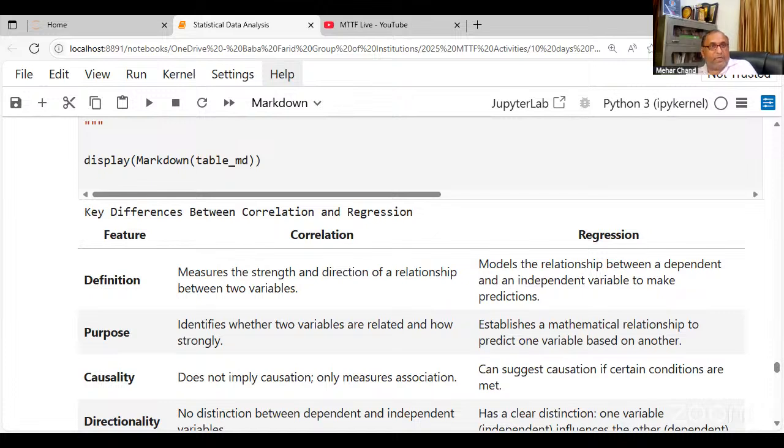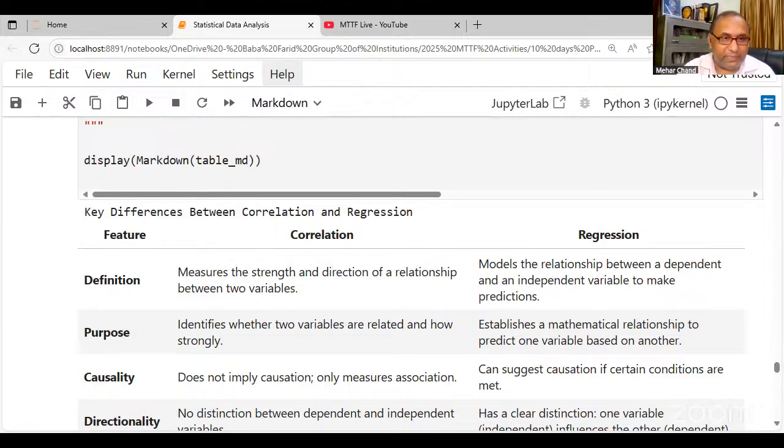And what about causality? Correlation does not imply causation and only measures association. In the case of regression, it can suggest causation if certain conditions are met.